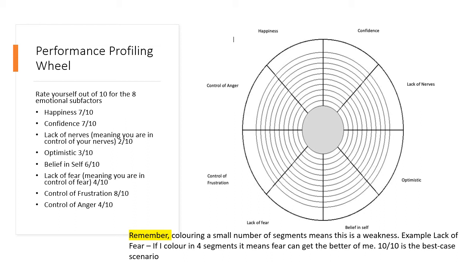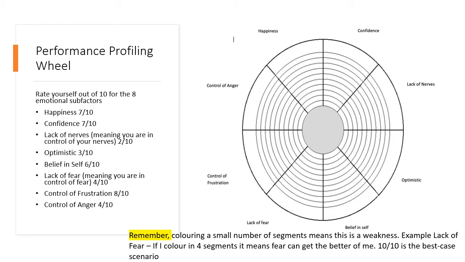Now, this is a little bit more challenging because some of the phrases can be positive and some of them are negative. I would say, for example, that confidence is quite a positive attribute. However, maybe nerves is a little bit more negative. The way I've worded them, I've tried to be careful. What you need to see it as is colouring in from the inside out. If it's 10 out of 10, that's the best case scenario. If you're a 10 out of 10 for confidence, you are super confident. If you're a 10 out of 10 for lack of nerves, you're in complete control of your nerves. So the outer circle is essentially the best case scenario.